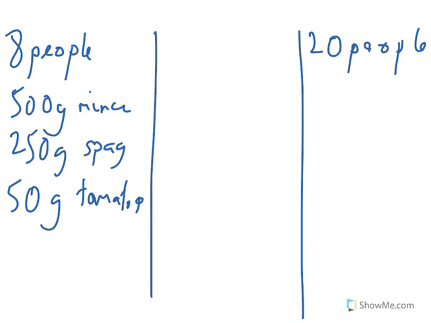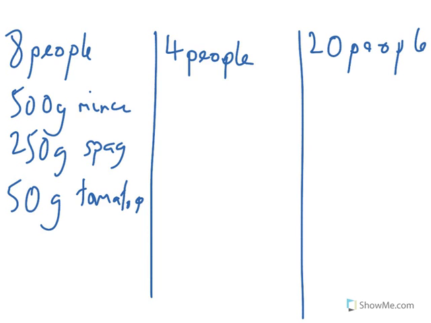Now again, 8 doesn't go into 20 exactly, so we can't go straight from there to there, so we're going to break it down. Let's work out how much you would need for 4 people. Why are we doing it for 4 people? Well, because if we work out what you would need for 4 people, I know that 4 will go into 20, so it will be easier then to change that.